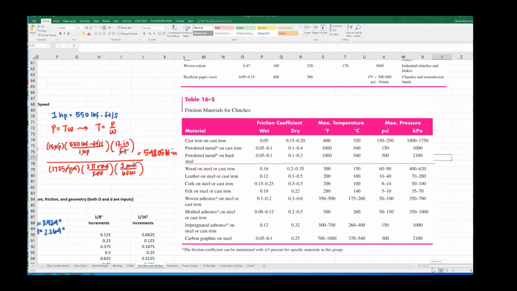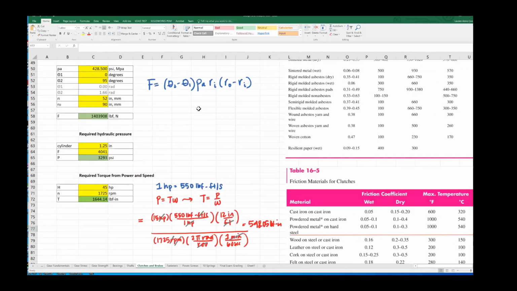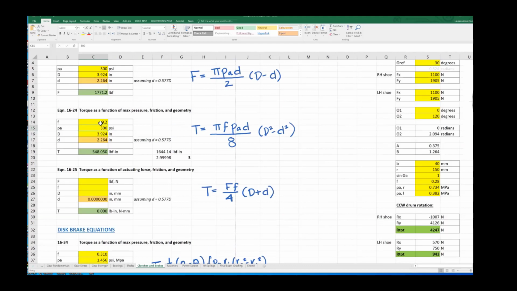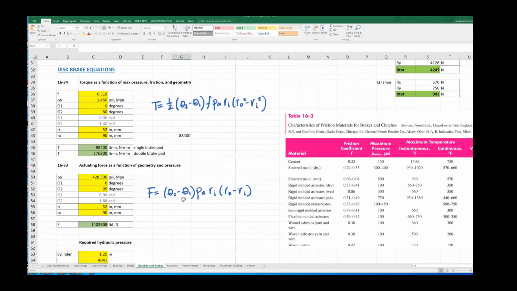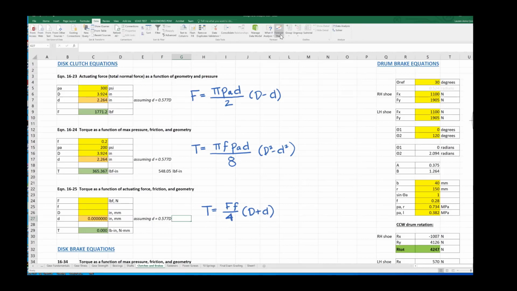And if we had done that, let's just do it for fun. So now let's say we're going to keep our coefficient of friction the same, but maybe we don't want to bring the material all the way up to 300 psi. So let's say we want to limit the pressure to 200 psi. If we don't change the geometry, that's not going to give us the torque that we need. So we're going to goal seek one more time. 548.05. Let me check that that was the number. So data, what if analysis, goal seek.